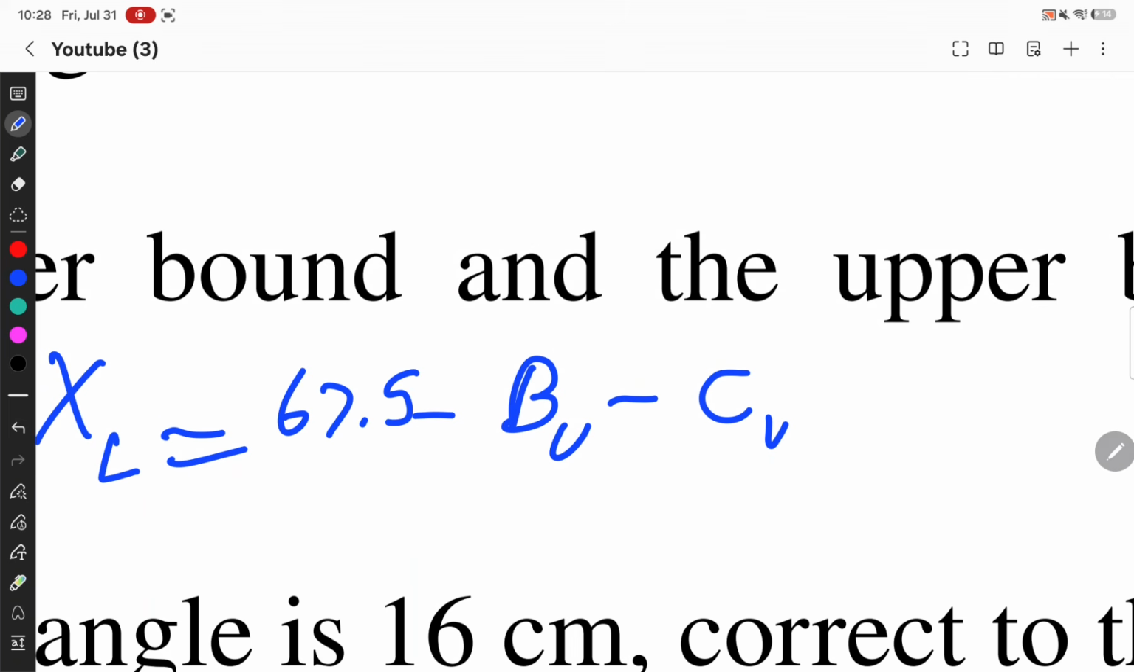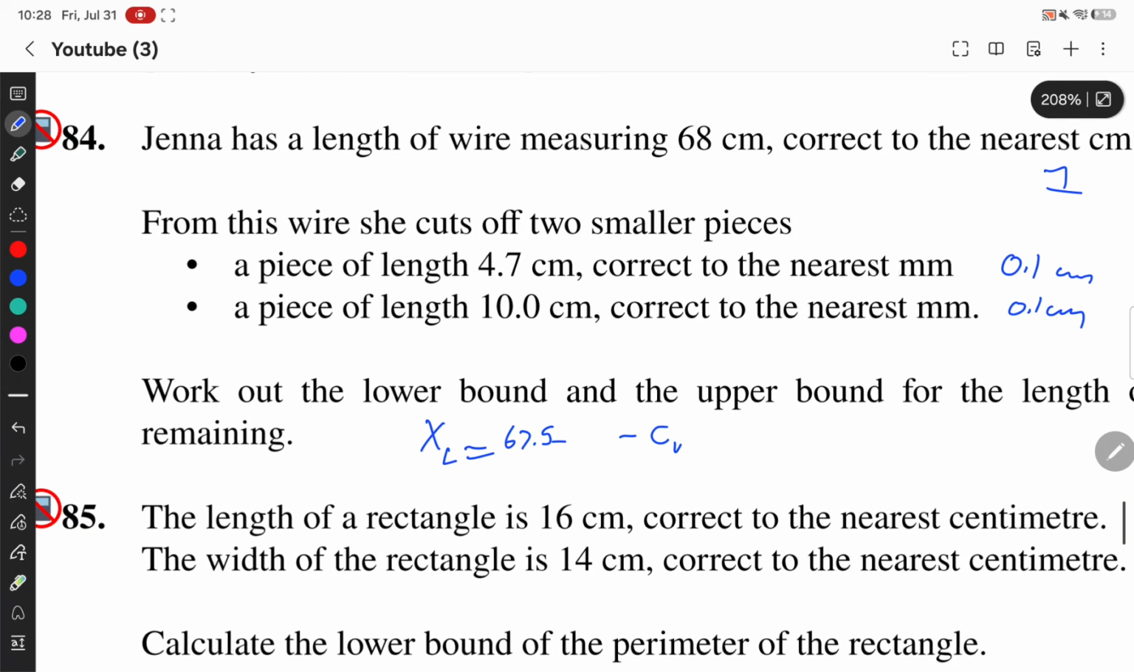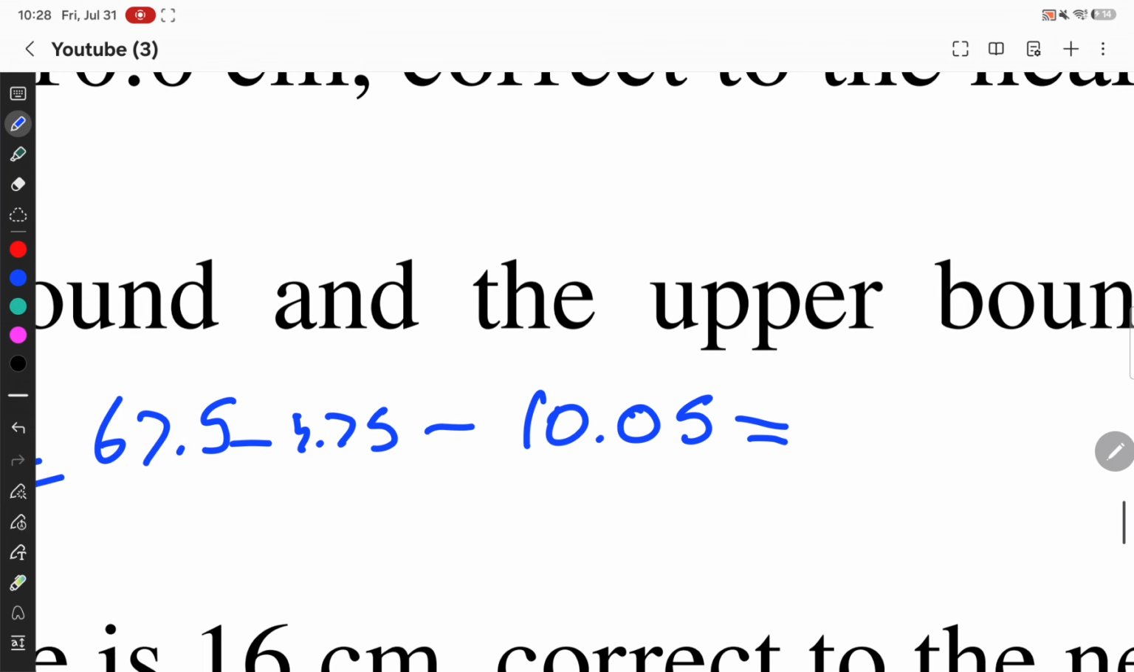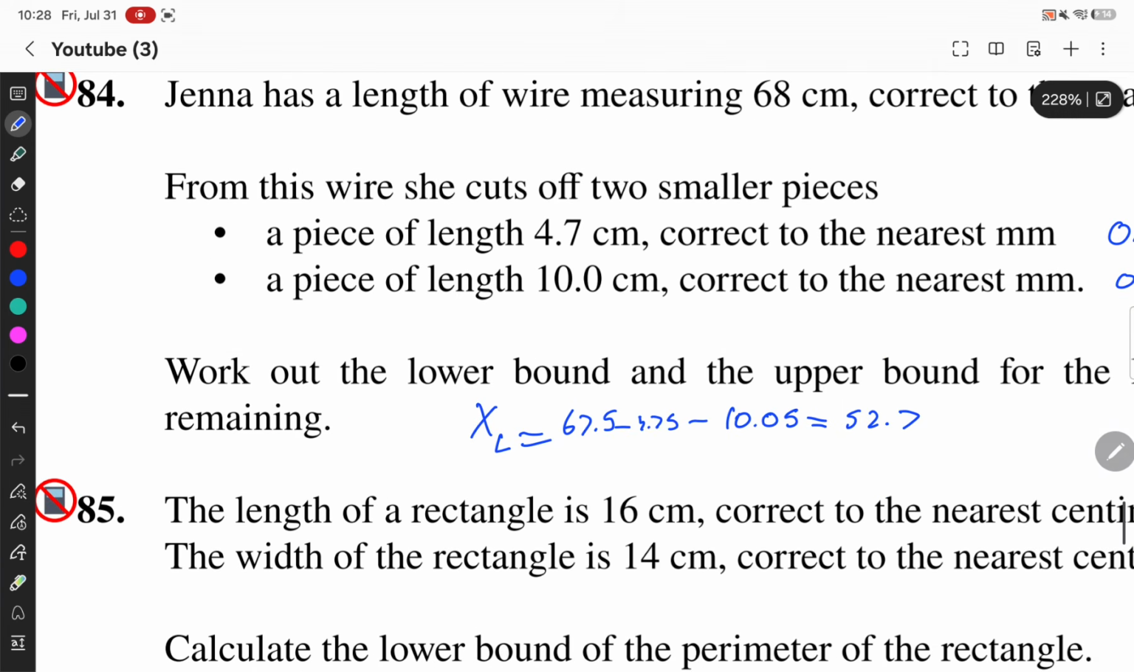67.5. Bound of upper 4.7: 4.7 plus 0.1 over 2, we get 4.75. And 10 plus 0.1 over 2, we get 10.05. Now this should be the correct value. 67.5 minus 4.75 minus 10.05, we get 52.7. Nice. 52.7. Now we have the correct answer.